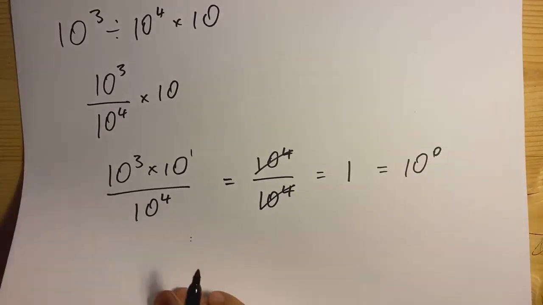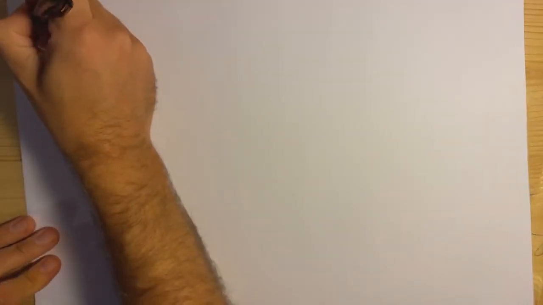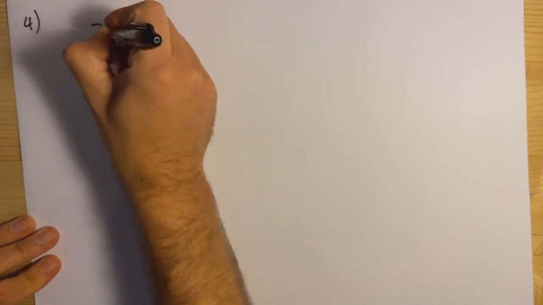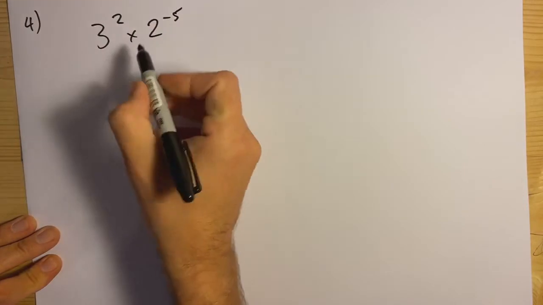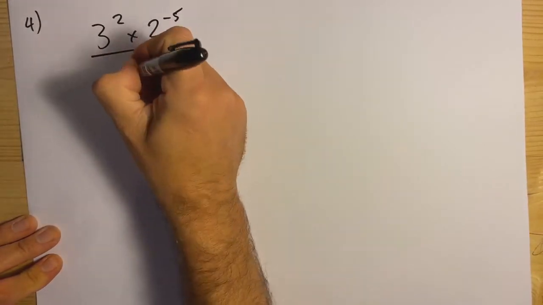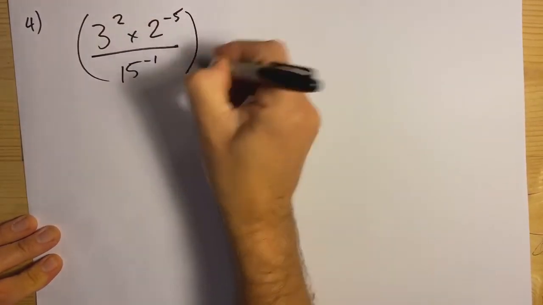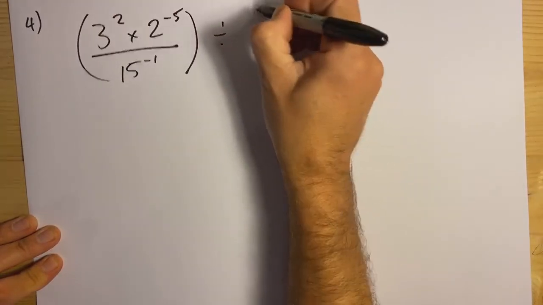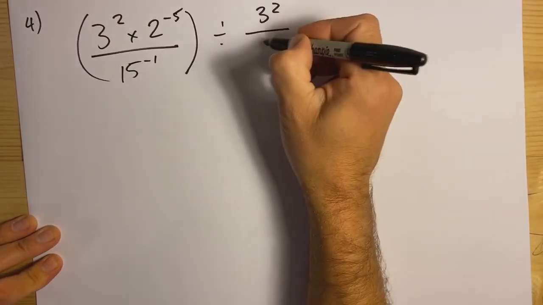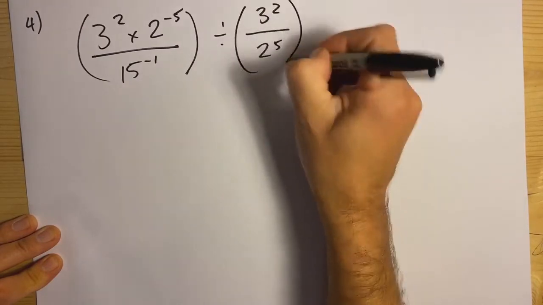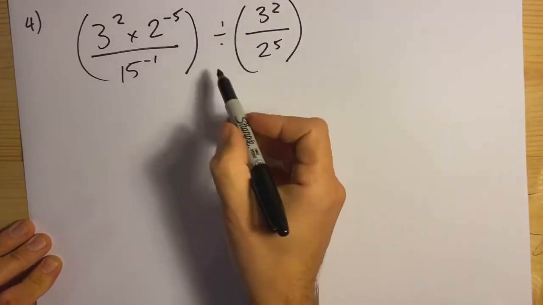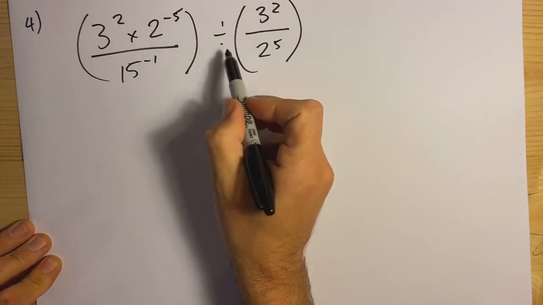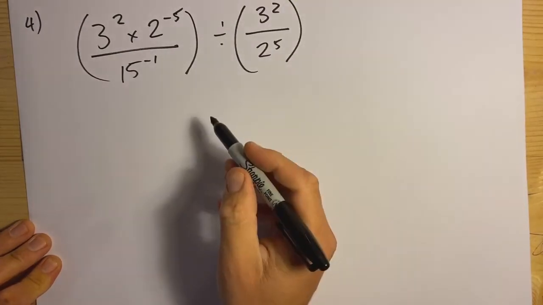Okay, now finally I want to have a look at question 4, which was a little bit complicated. 3 squared times 2 to the minus 5 divided by 15 to the minus 1, and that's all divided by 3 squared over 2 to the power 5. Now when we're dividing by a fraction, the easiest thing to do is to replace that divide sign by a multiply sign, turning this upside down.